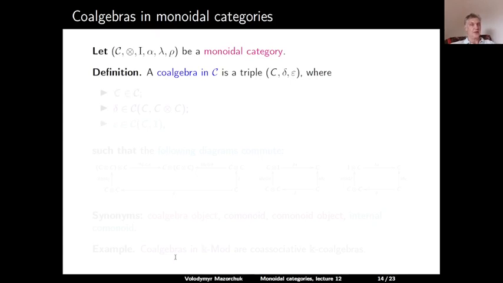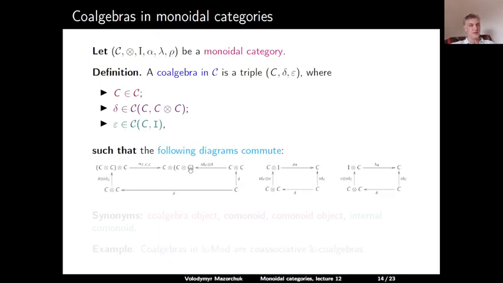Definition: a coalgebra in C is a triple consisting of an object C in C, a morphism delta in C from our object C to C tensor C, and a morphism epsilon in C from our object C to the identity object I. And this datum is supposed to satisfy the following axioms. The following three diagrams should commute.